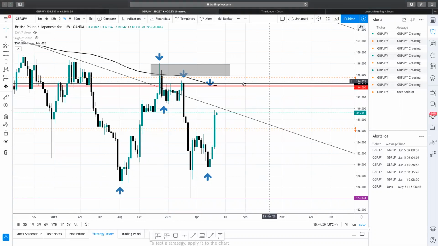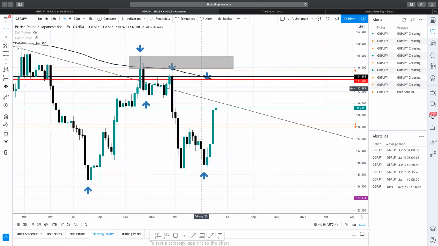And then you want to look at 140. Then, if it breaks that, it's going to head all the way up to the 144 area, or 144,500. So that's where the rejection is going to be.